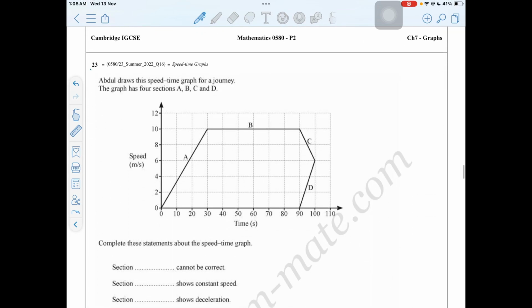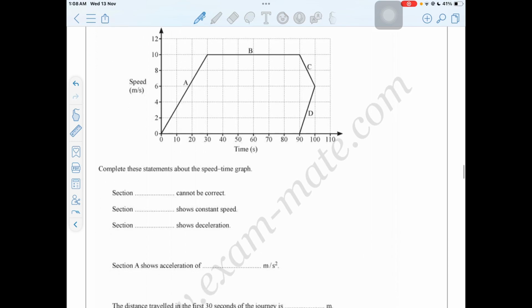Moving on, we have question number 23. Abdul draws this speed time graph of a journey. The graph has four sections A, B, C, and D. Complete this statement about the speed time graph. Section D cannot be correct because speed cannot go in this direction. So section D is incorrect.